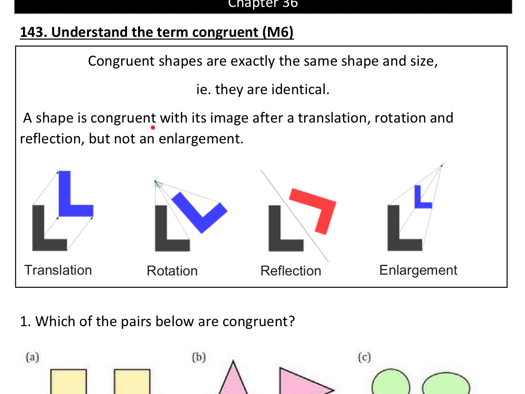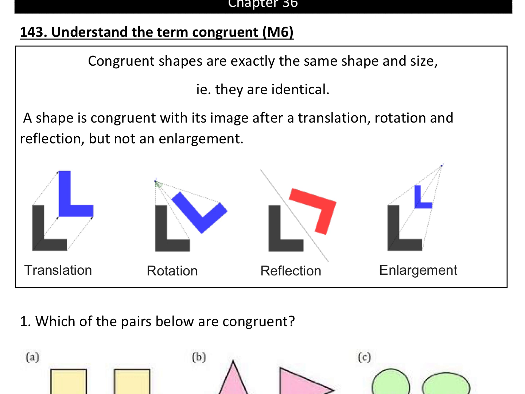Now, a shape is congruent with its image after a translation, a rotation, a reflection. So that might be obvious to you, but you might think, well, here it's turned round or it's the opposite way, so it's not the same. But look, they are the same shape, they are the same size, so they are all congruent.